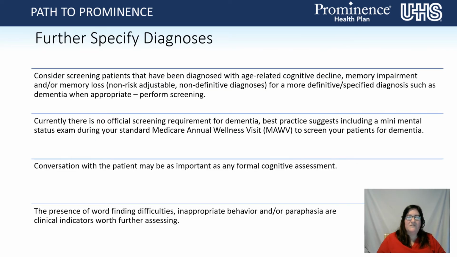How to further specify diagnoses specific for dementia. Consider screening any patients that have been diagnosed with age-related cognitive decline, memory impairment, and/or memory loss, which are all non-risk adjustable, non-definitive diagnoses. You'll want to screen them for a more definitive, specified diagnosis, such as dementia when appropriate. Currently, there are no official screening requirements for dementia. Best practice suggests including a mini mental status exam during your standard annual Medicare wellness visit.